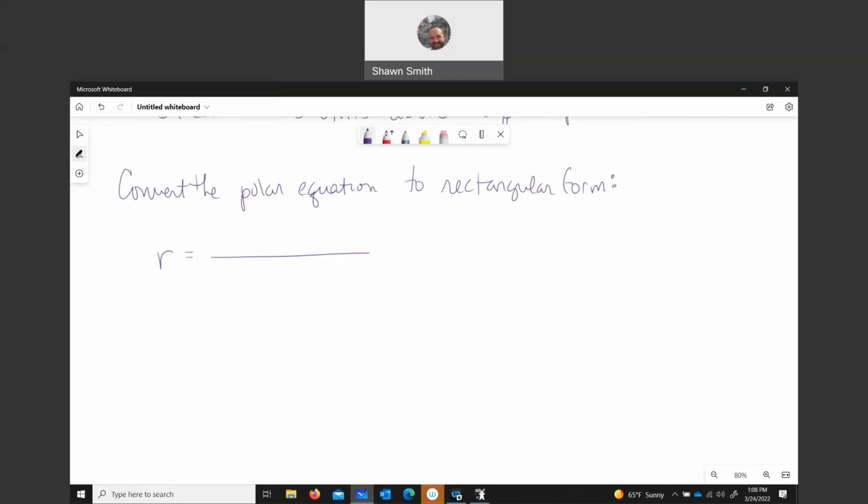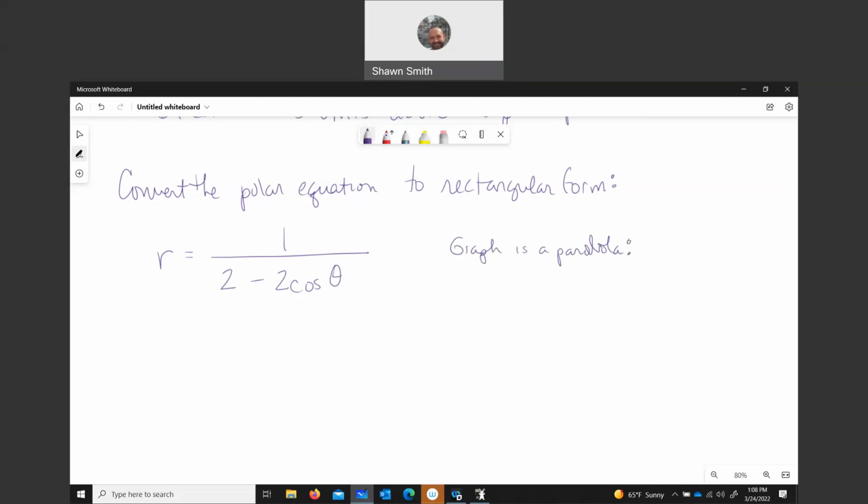R is equal to 1 divided by 2 minus 2 cosine theta. So just by looking at this, you might be able to figure out what kind of equation we are expecting. If I divide everything by 2, this eccentricity would be 2 divided by 2, which is 1. So that tells us a parabola, right?